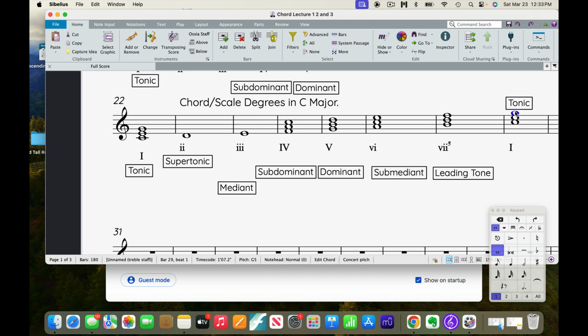So the diminished chord is also leading tone because it always wants to lead. It always wants to lead back. So that is how we make these work.